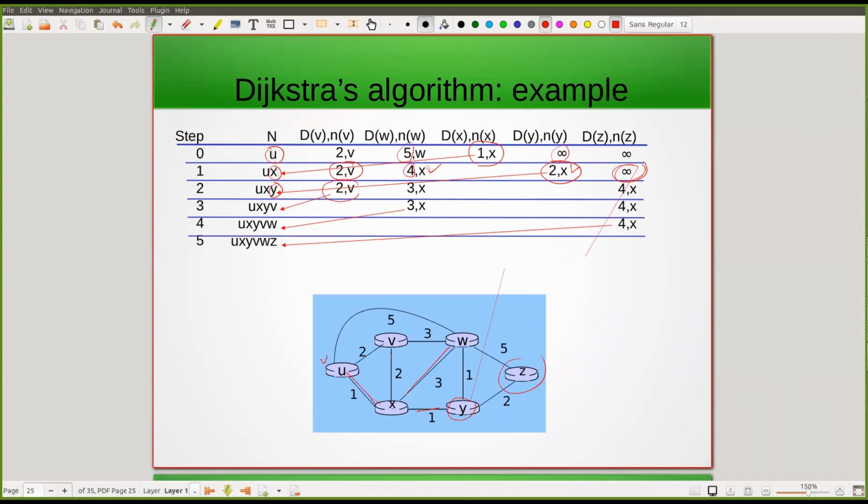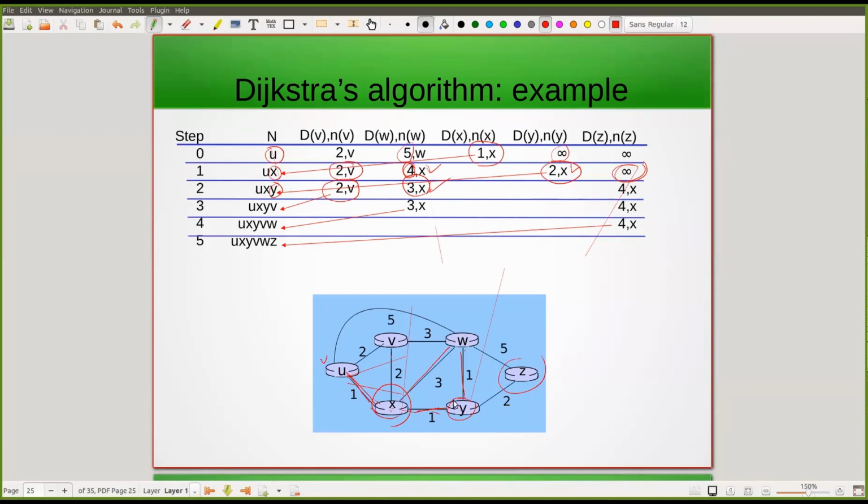So the cost of going to V remains the same. Now let's look at the cost of going to W via Y. It is 1 plus 1 plus 1, which is 3. Previously, the information was that W via X is 4. Now it has learned new information, 1 plus 1 plus 1, 3, so it has updated it to 3 via X.